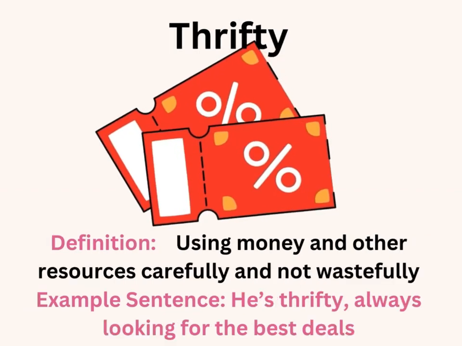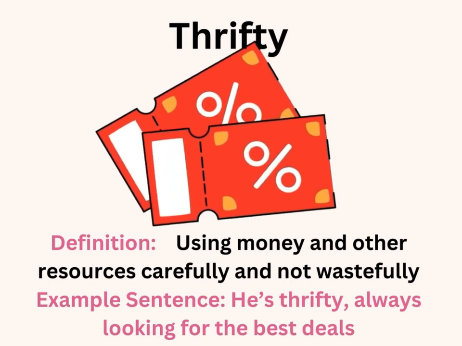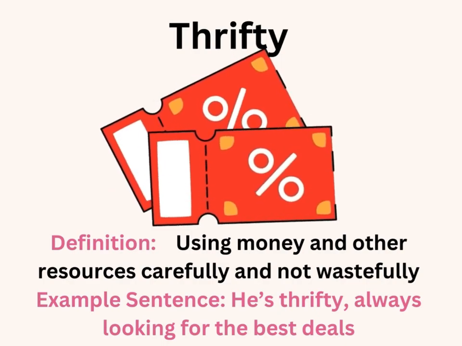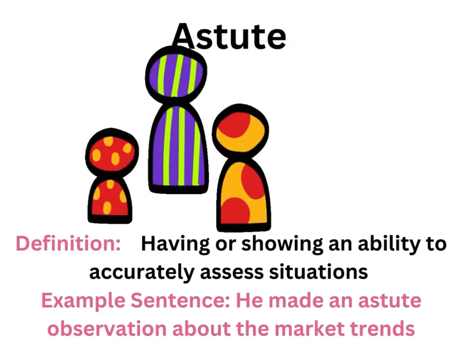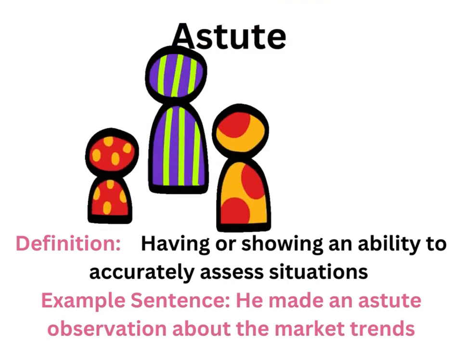Thrifty. Definition: using money and other resources carefully and not wastefully. Example sentence: he's thrifty, always looking for the best. Astute. Definition: having or showing an ability to accurately assess situations or people and turn this to one's advantage. Example sentence: he made an astute observation about the market trends.